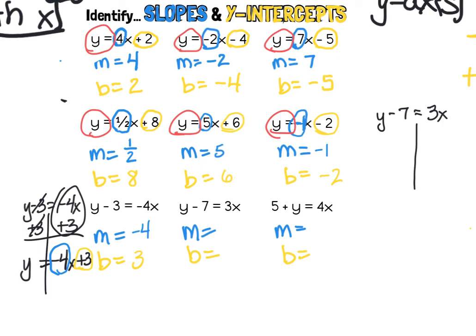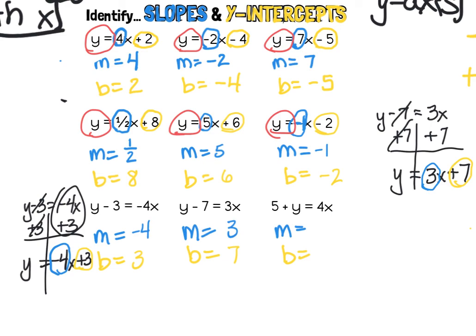So y is being subtracted by 7, so I'm going to add 7 to both sides. That cancels out what's over here, and I'm left with y equals. I put my x term in front and my constant in the back. I can't actually add those because they're not like terms. And now that my equation is in slope-intercept form, I can identify my slope and my y-intercept. So my slope is 3 and my y-intercept is 7.